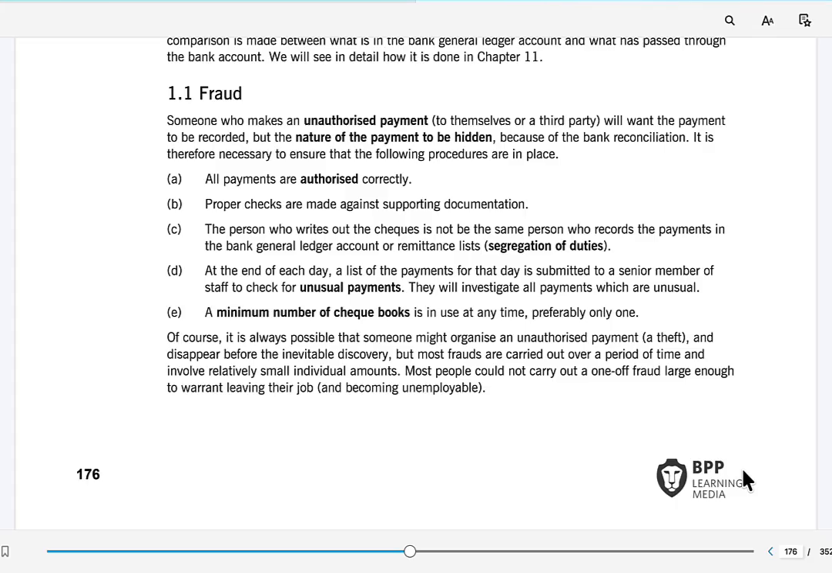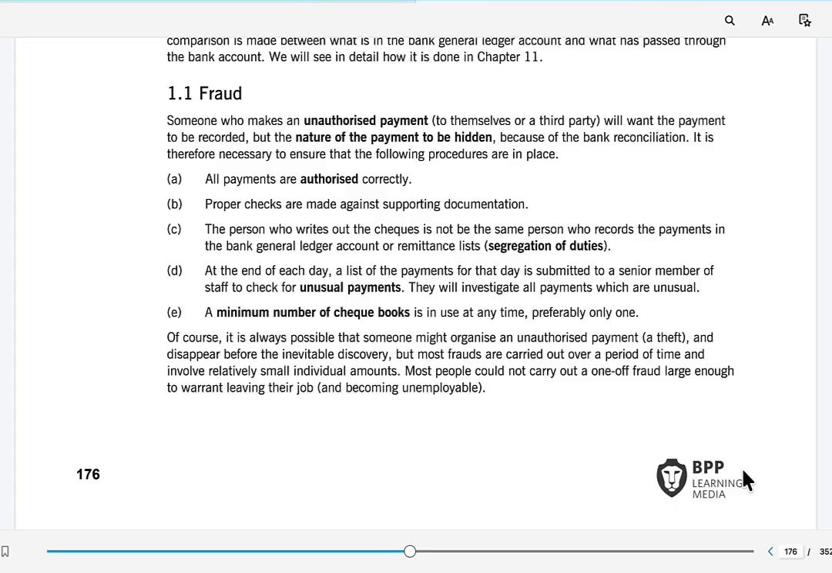Common student mistakes in understanding fraud controls. Let me warn you about mistakes that students often make. Mistake 1. Students say bank reconciliation prevents fraud, but actually bank reconciliation usually detects fraud after it happens. It is more like a detective control. Mistake 2. Students forget supporting documents. Always remember, in accounting, documents are evidence.